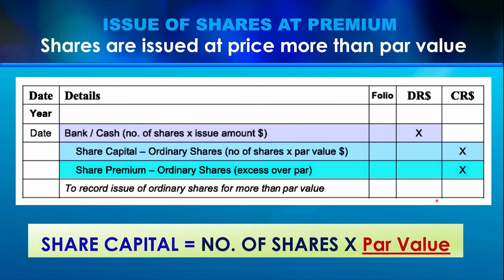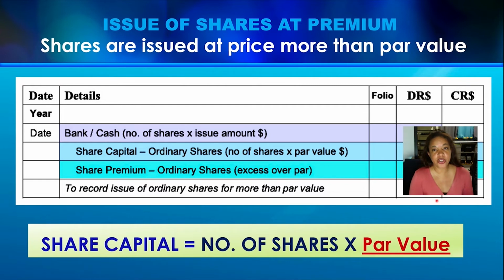What we have here is when we do not sell it at par value. You would know because usually the question would give you the issue price, so the price you issued it at, and of course the par value. If you see two different values, be alerted.